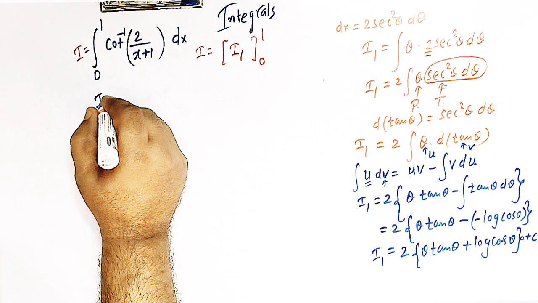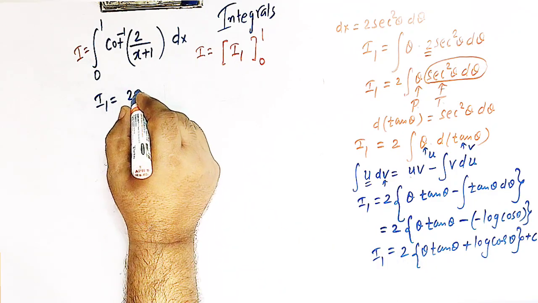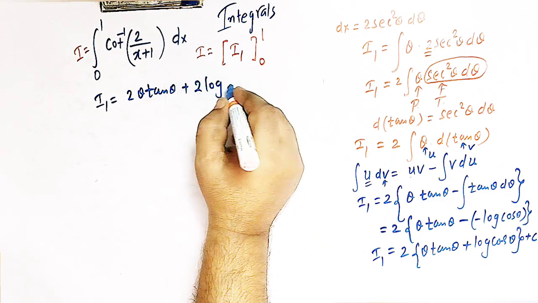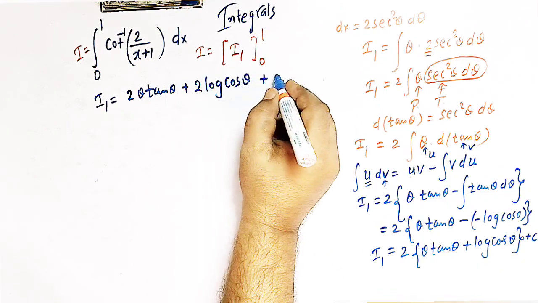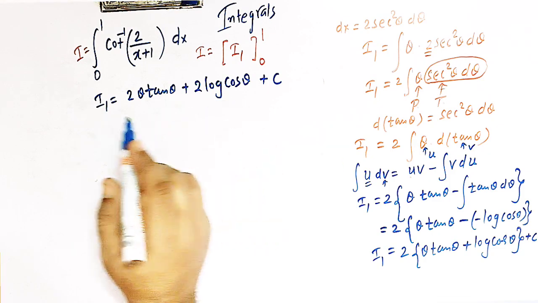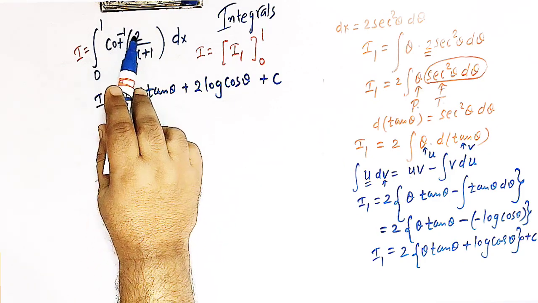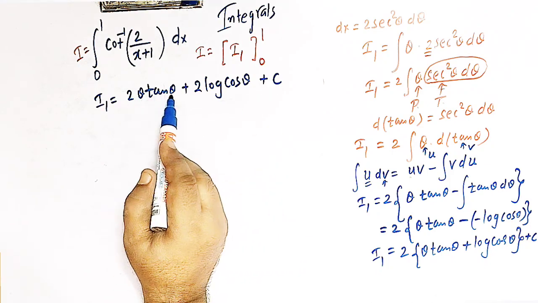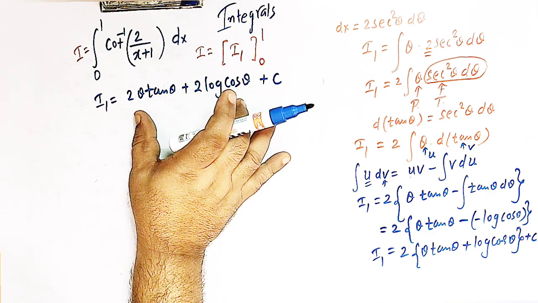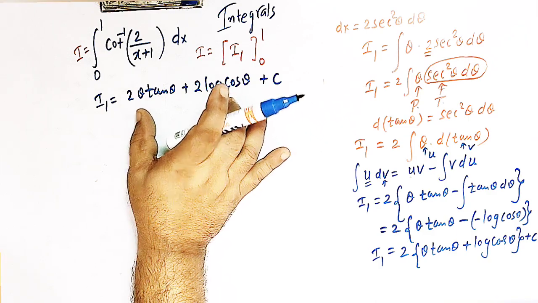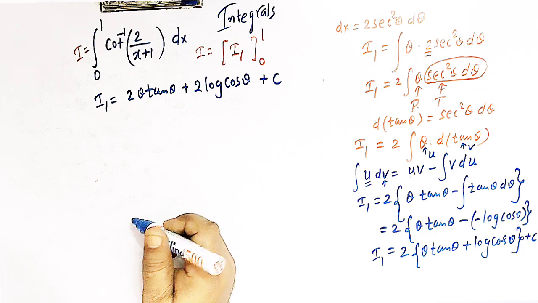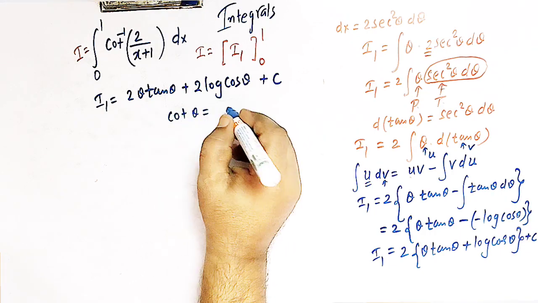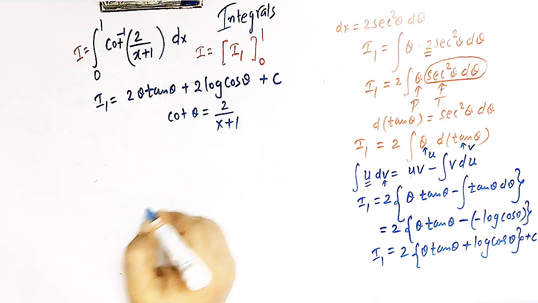So now I1 is given by 2 theta tan theta, then we have 2 log of cos theta plus c, right? Now see, the indefinite integral of cot inverse 2 over x plus 1 is given in terms of theta. So now we have to convert this expression in terms of x, right? We have assumed that cot of theta is equal to 2 over x plus 1, right?